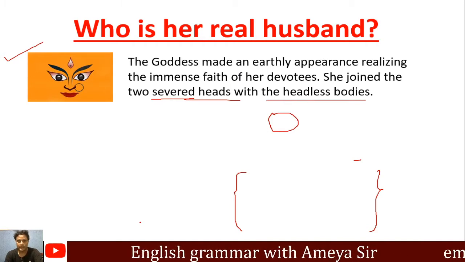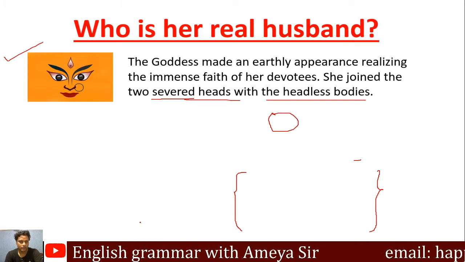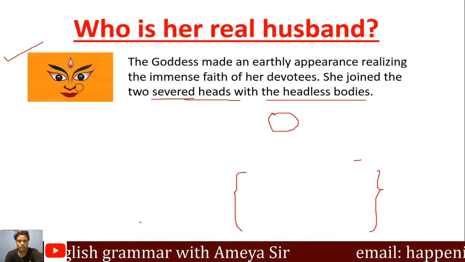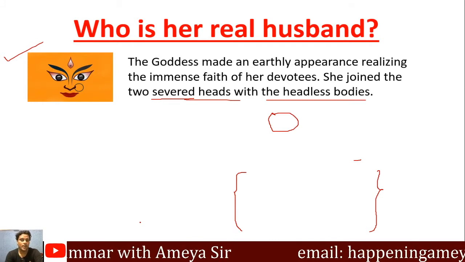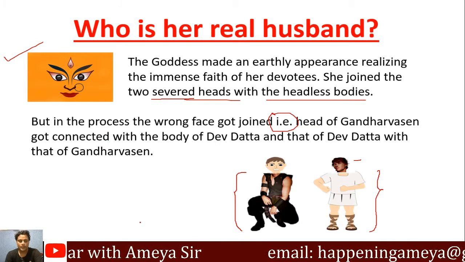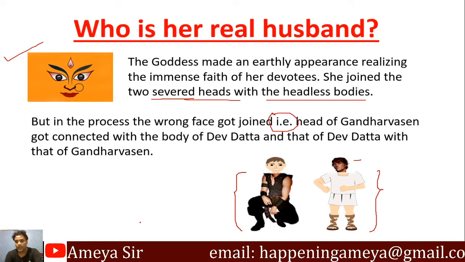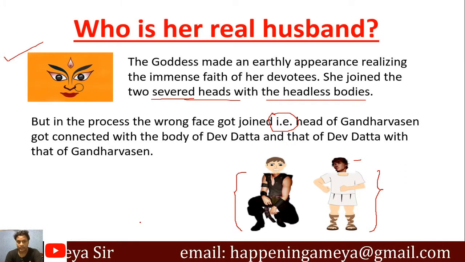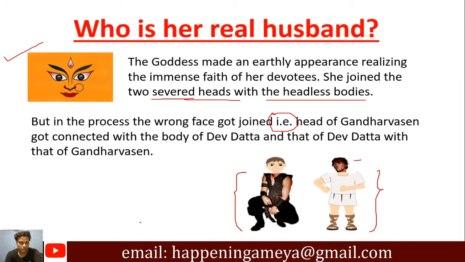The goddess made an earthly appearance, realizing the immense faith of her devotees. She joined the two severed heads with the headless bodies. But in the process, the wrong face got joined. That is, head of Gandharvasen got connected with the body of Devdatta and that of Devdatta with that of Gandharvasen.